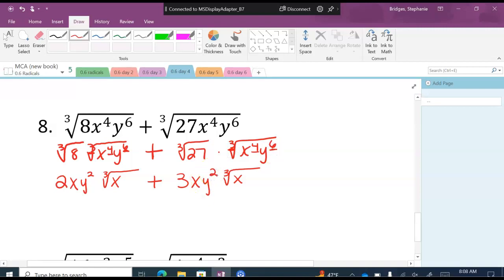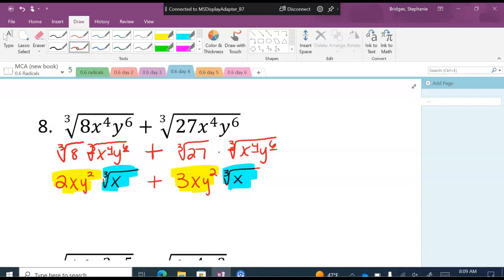Twice. Any leftovers? No. When you have variables, just like if you were combining regular like terms, all of the variables have to be exactly the same, with exactly the same exponents, as do the ones under the radical. So looking in the front, the first one I have is 2xy squared. Is that exactly the same as this coefficient? Okay. And then we need to look at the radical. I have the cube root of x and the cube root of x. Are those exactly the same? Yes. So I can actually add those together.